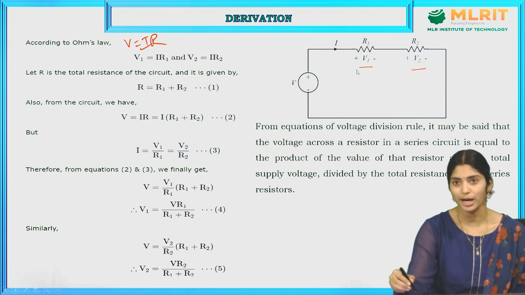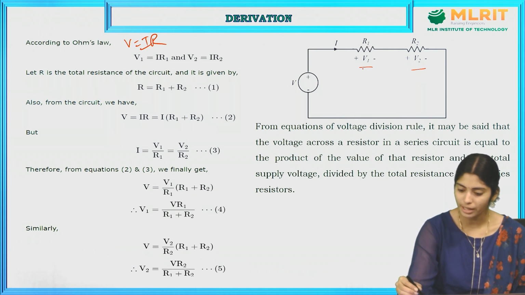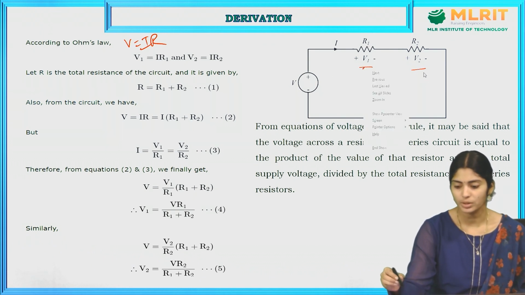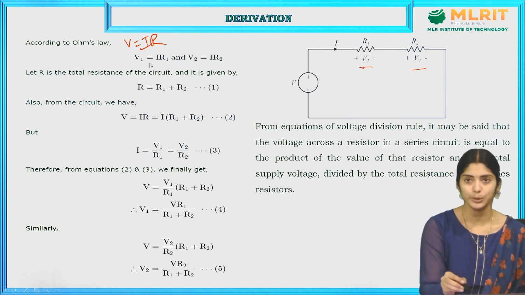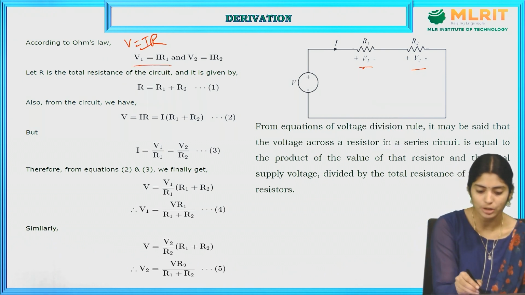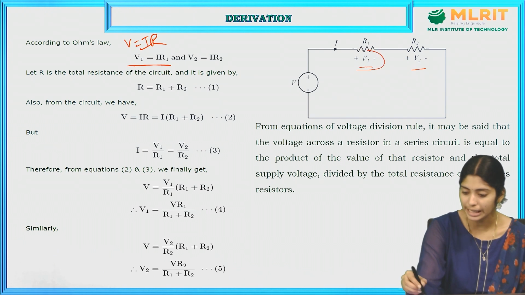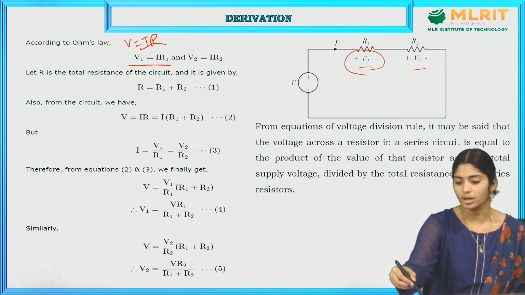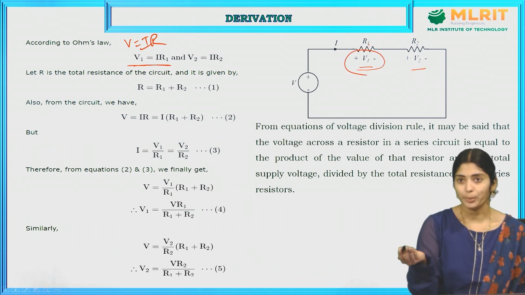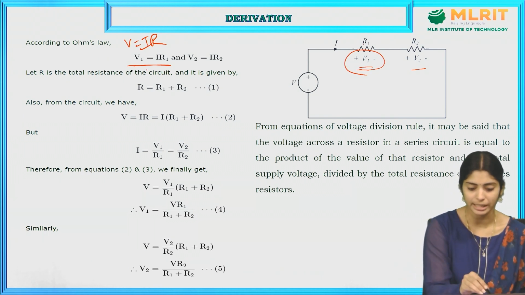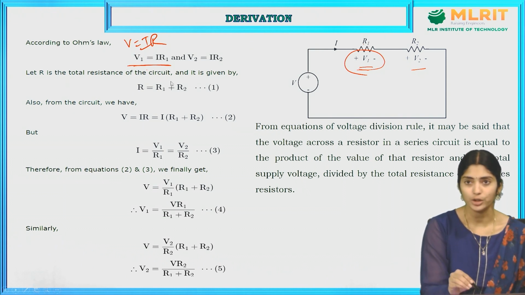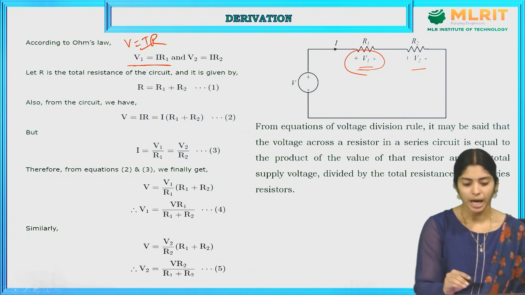Here also Ohm's law will be applicable, and here also Ohm's law will be applicable. That's why I have written it two times. So V1 is equal to I into R1. That means for this element, according to the property of the resistor, V1 will be the voltage drop across resistor R1. For V1 we write the equation here, and for V2 we write the equation here. So V1 is equal to I into R1 and V2 is equal to I into R2.